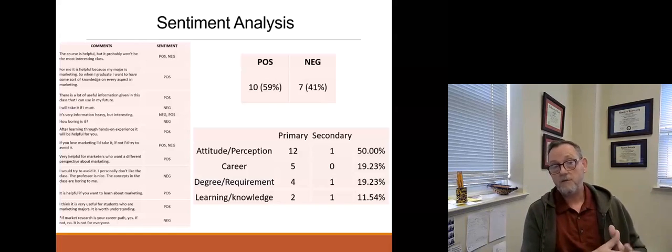So 59%, probably close to 60%, of them were positive, and there were some negative ones there. Oftentimes we take the difference between these two, so 18 percentage points would be the difference between the two extremes. And that's something we can do.